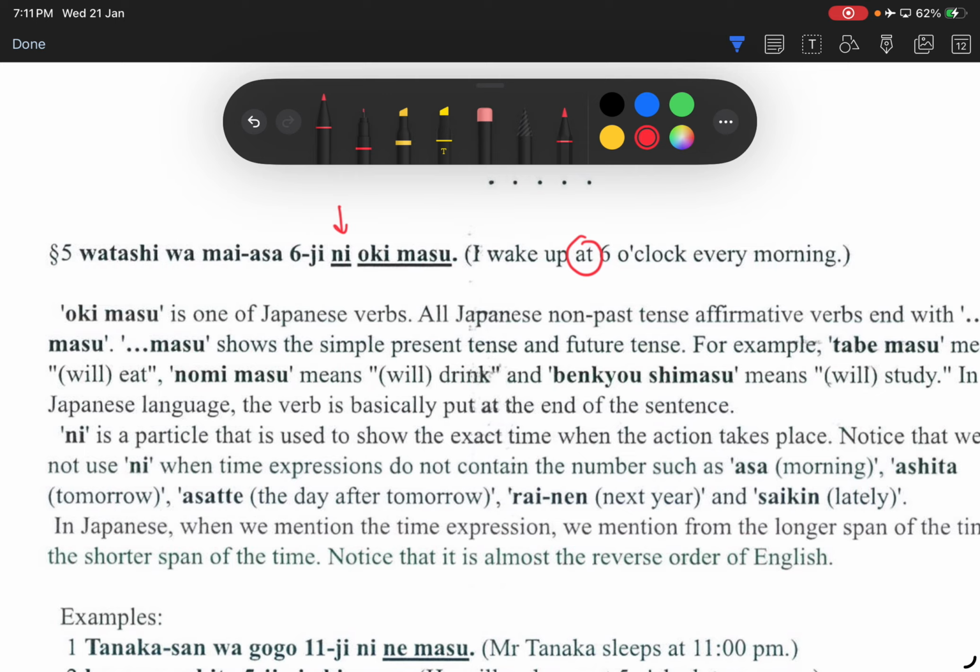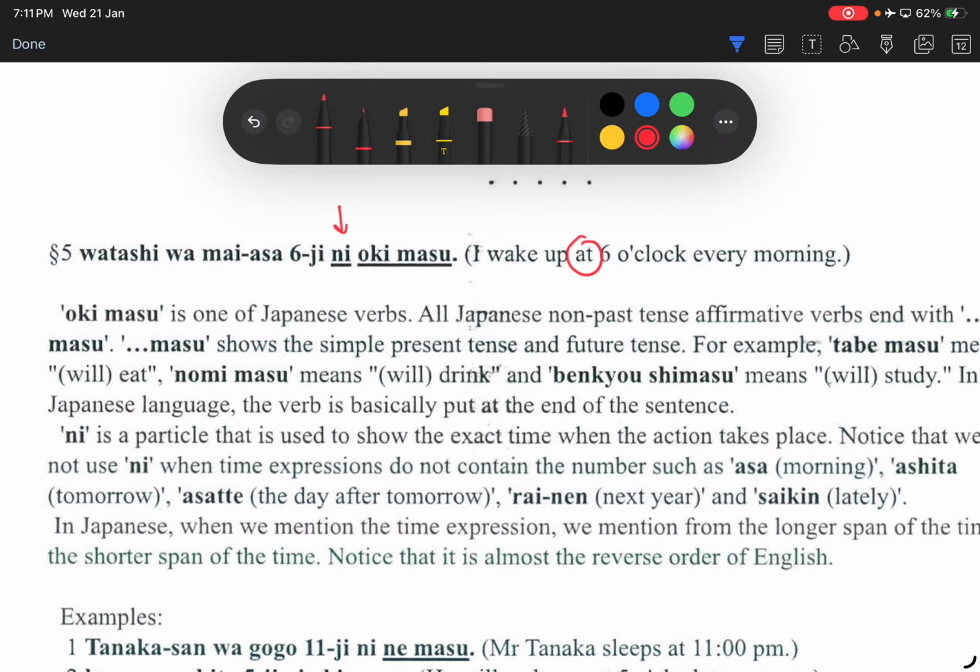Right? The particle ni. So this particle ni will tell everybody that you purposely set a reminder or alarm at 6 o'clock, right? So to wake up. Okay, the action here is to wake up. So you set an alarm or you do a reminder at 6 o'clock. So you wake up exactly at 6 o'clock.